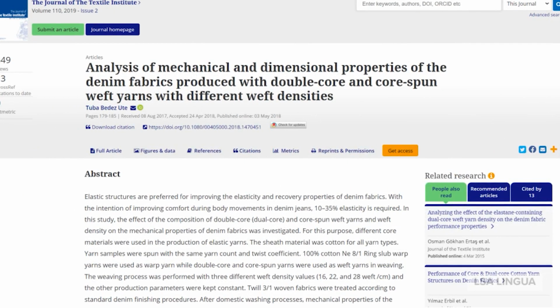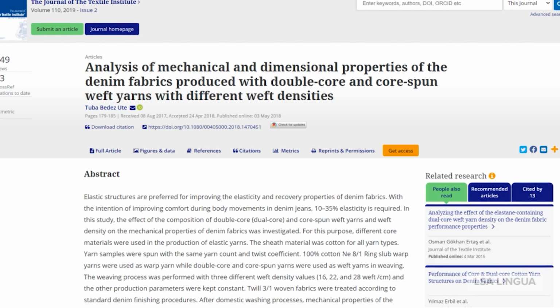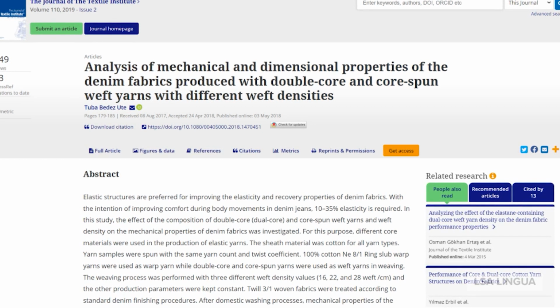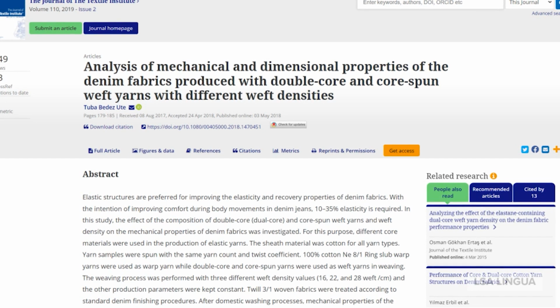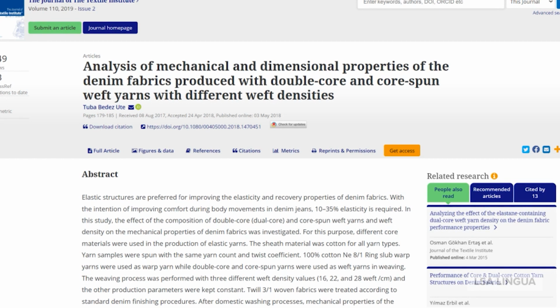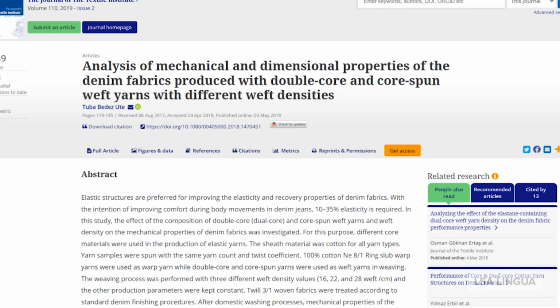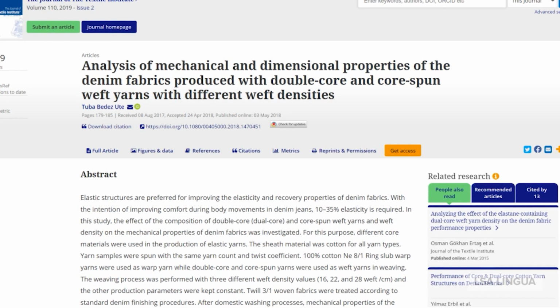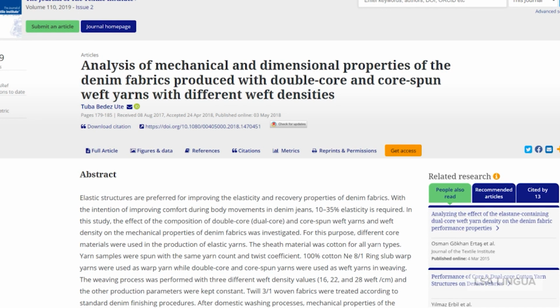Here in a Journal of the Textile Institute, a study was published in 2019, which is the analysis of mechanical and dimensional properties of denim fabrics produced with double core and core spun weft yarns with different weft densities. The abstract reads like this. Elastic structures are preferred for improving the elasticity and recovery properties of denim fabrics. With the intention of improving comfort during body movements in denim jeans, 10 to 35% elasticity is required.